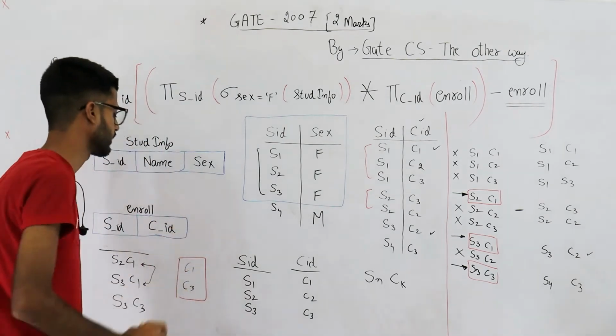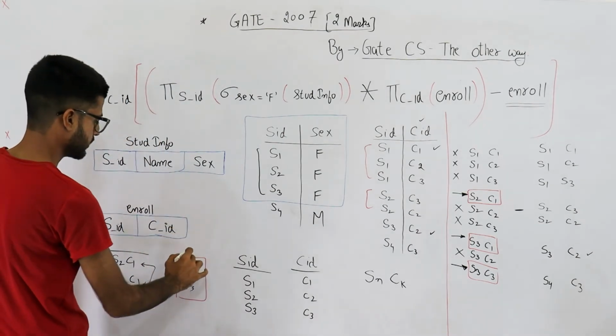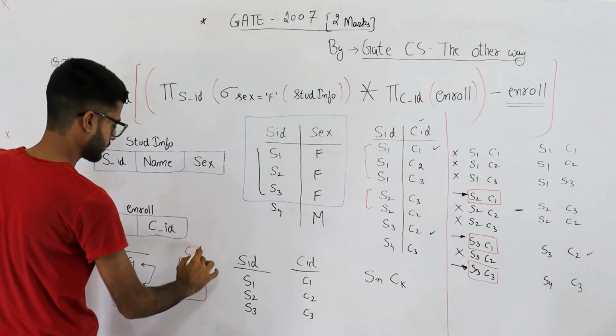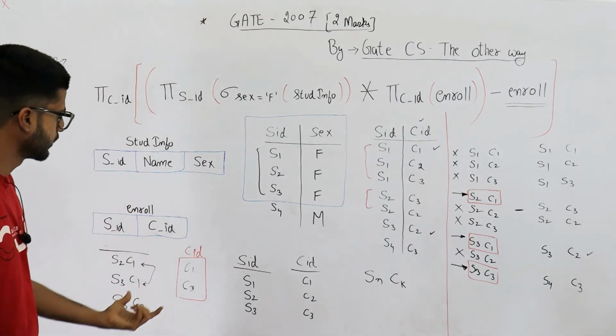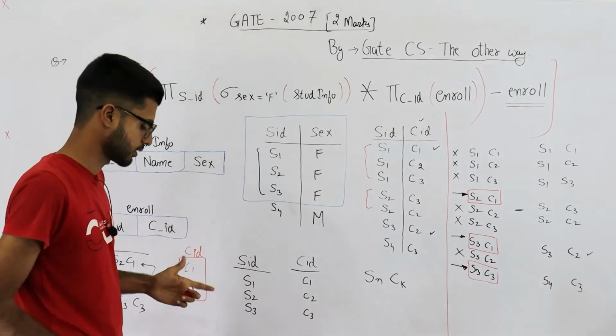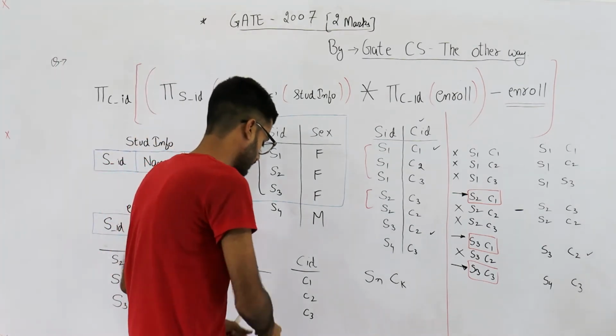This one is your result, C1, C3, and this is CID because we projected CIDs only. This part is your result. Now let's see what are the options.